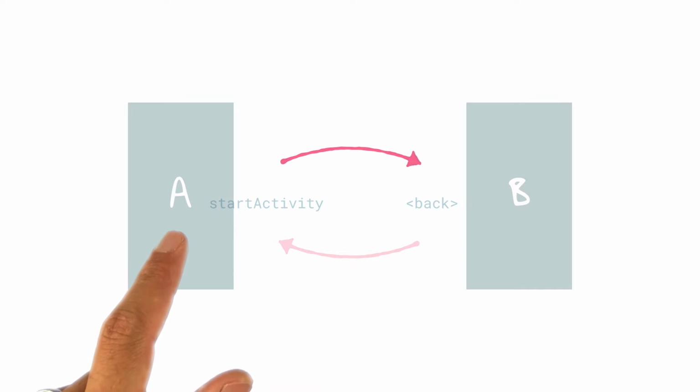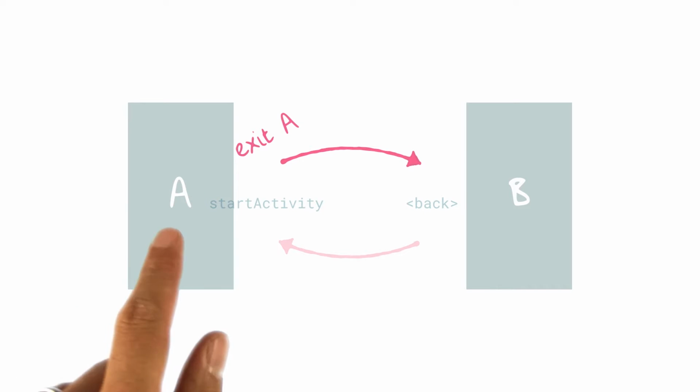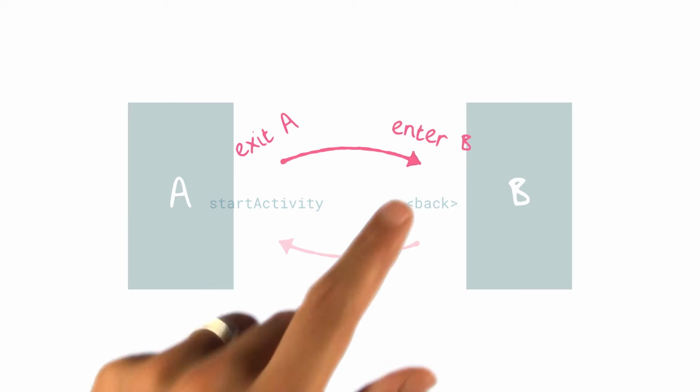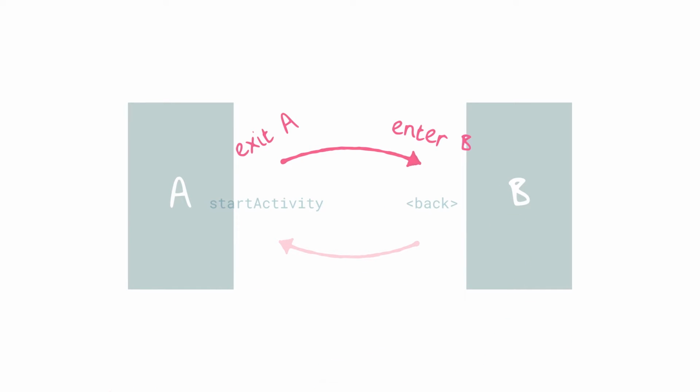When A calls start activity to launch activity B, we have the opportunity to run two sets of transition animations. Firstly, we can run an exit transition on the views in activity A, and secondly, we can run an enter transition on the views in activity B. We can define these transitions either in code or declare them in XML and then set them on the activity's theme. Let's take a look at examples of both approaches.